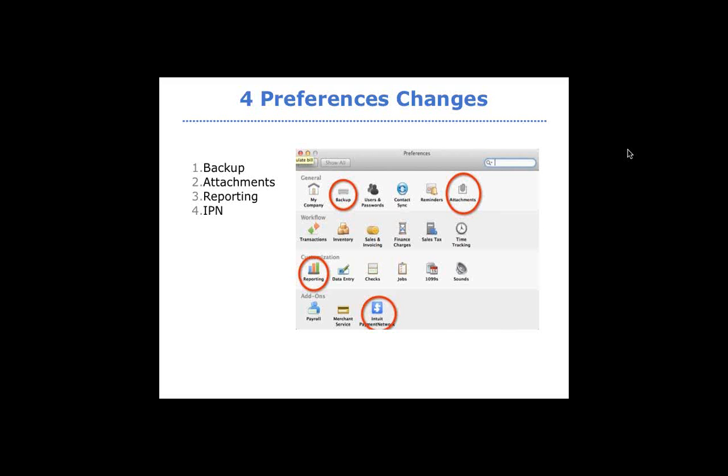Menu, and from your Mac you're getting to it from QuickBooks and then Preferences. So there's 4 changes. Different: captions is new, reporting has changed, and IPN is new. So 2 of them are new and 2 of them have changed.